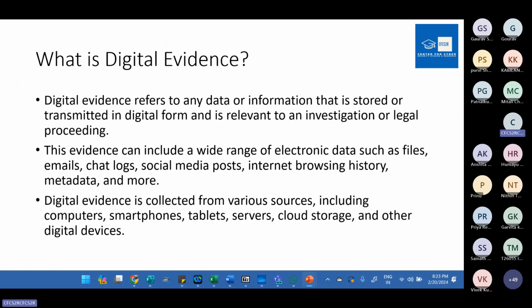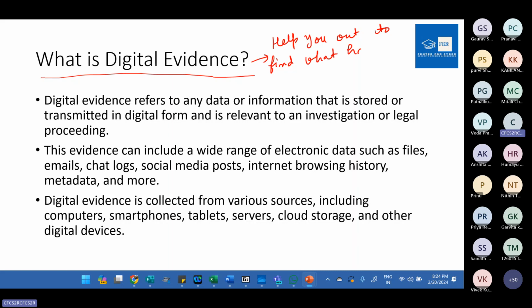Okay. Now, what is digital evidence? I think we had a discussion on this, but let me cover something that maybe we have left. Digital evidence means anything that can help you find out what has happened. Digital evidence will help you find out what has happened and how it was executed.